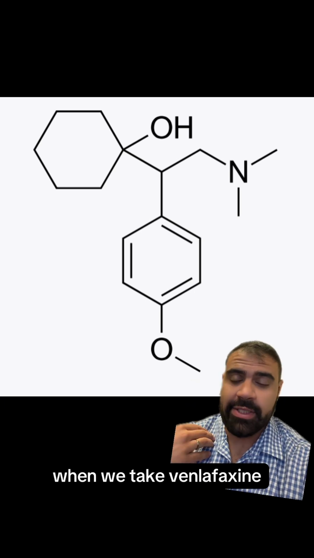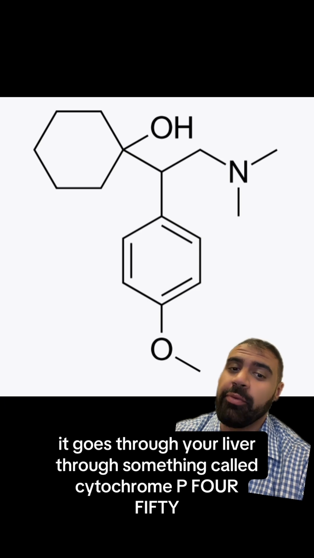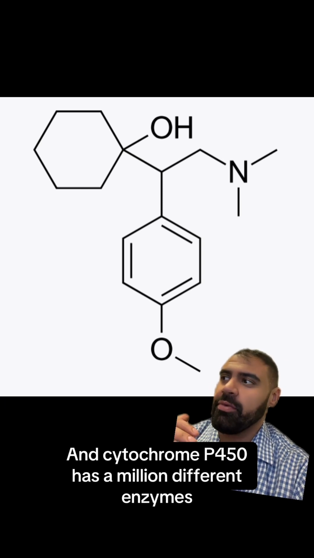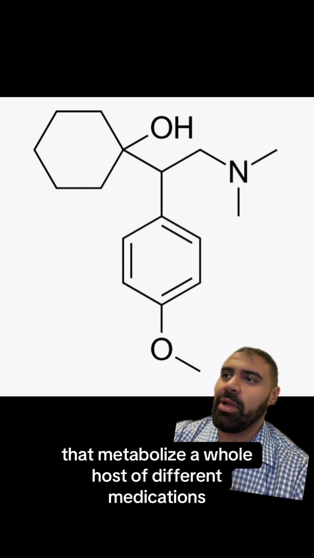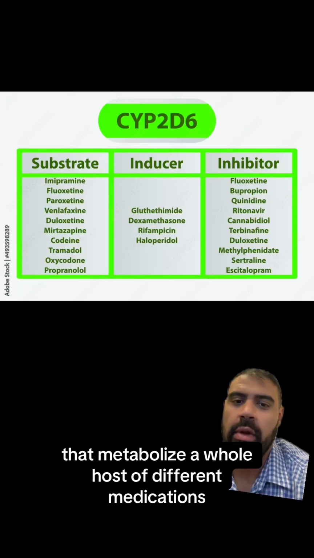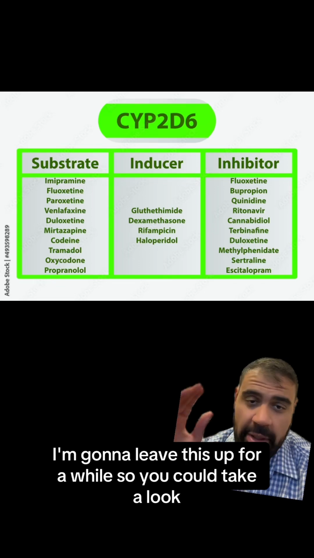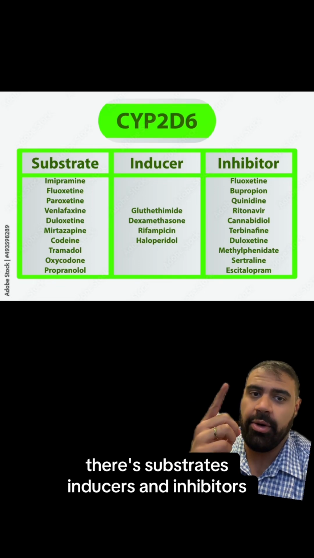When we take venlafaxine, it goes through your liver through something called cytochrome P450. Bear with me, I'm just trying to teach some pharmacology while we're at it. Cytochrome P450 has a million different enzymes that metabolize a whole host of different medications. The enzyme that we care about is CYP2D6. I'm going to leave this up for a while so you can take a look. There's substrates, inducers, and inhibitors.